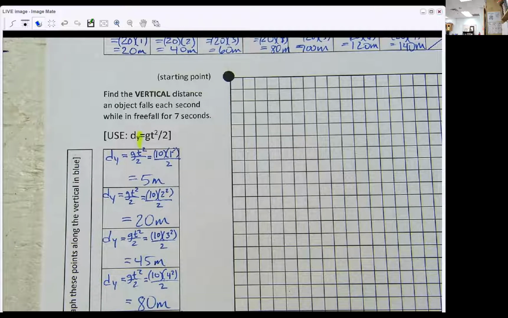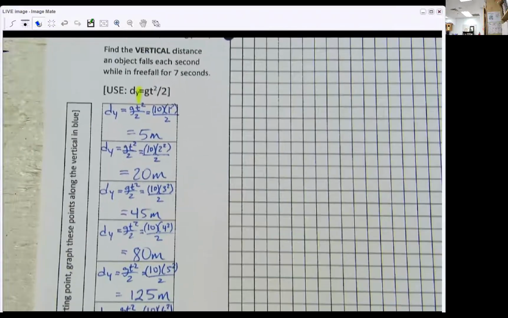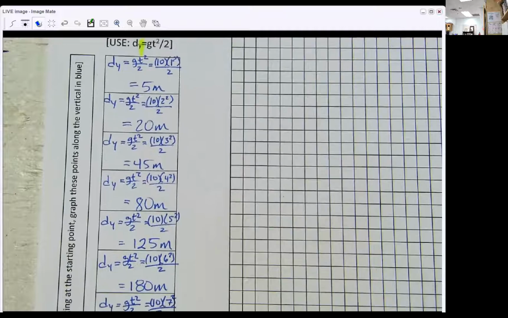Because sometimes you're not going to be necessarily given 1 or 2 or 3. You may be given something like 2.45 or 7.3 or something like that. So being able to plug that on the calculator is beneficial. So for 7 seconds, you should get numbers that look like this.